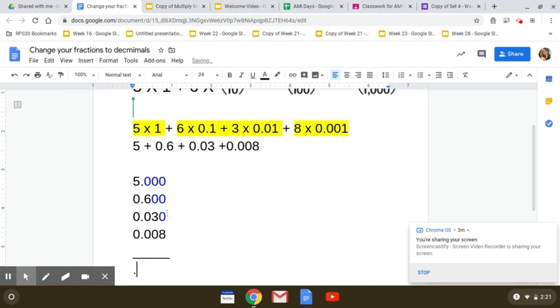And I start on the right and I work my way to my left. So I know that 8 plus 0 is 8. 3 plus 0 is 3. And then 6 plus 0 is 6. Then I have to add my whole number. So 5 plus nothing is 5. So my answer from moving from expanded form into standard form is 5 and 638 thousandths. If you have any questions, feel free to message me.